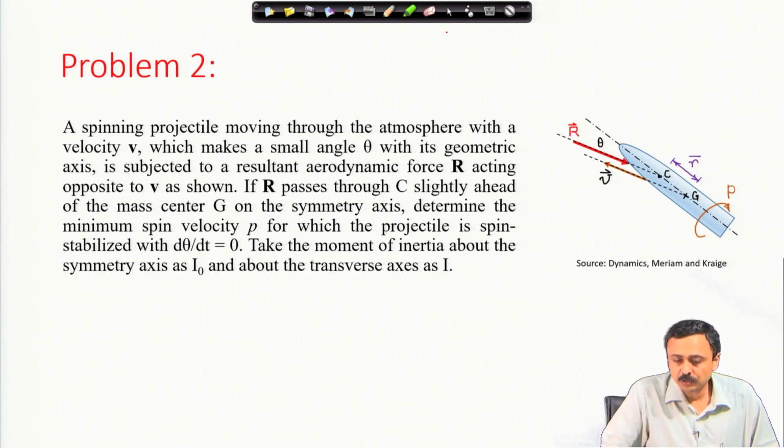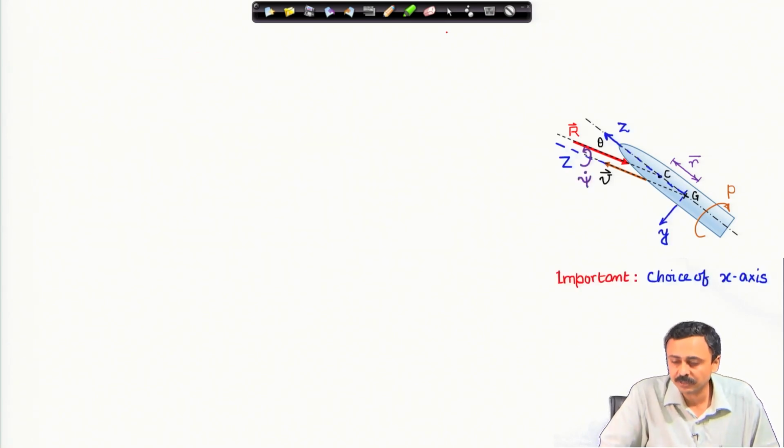A spinning projectile moving through the atmosphere with a velocity v as shown, which makes a small angle theta with its geometric axis, is subjected to a resultant aerodynamic force R acting opposite to v as shown. If R passes through C slightly ahead of the mass center G on the symmetry axis, determine the minimum spin velocity p for which the projectile is spin stabilized with d theta dt equal to 0. Take the moment of inertia about the symmetry axis as I naught and about the transverse axis as I. This is again a problem from the book of Meriam and Craig.